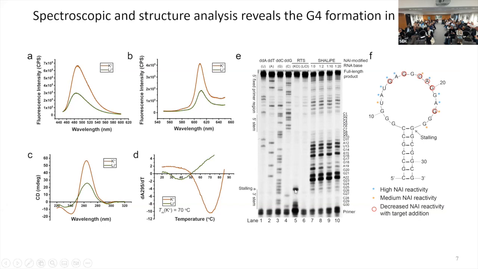Next, I performed the reverse transcription stop assay in both potassium and lithium conditions. In the potassium condition, the G4 can form, so there is RT stalling. But in lithium, there is no G4 structure, so there is no stalling. This also suggests G4 formation in the aptamer.